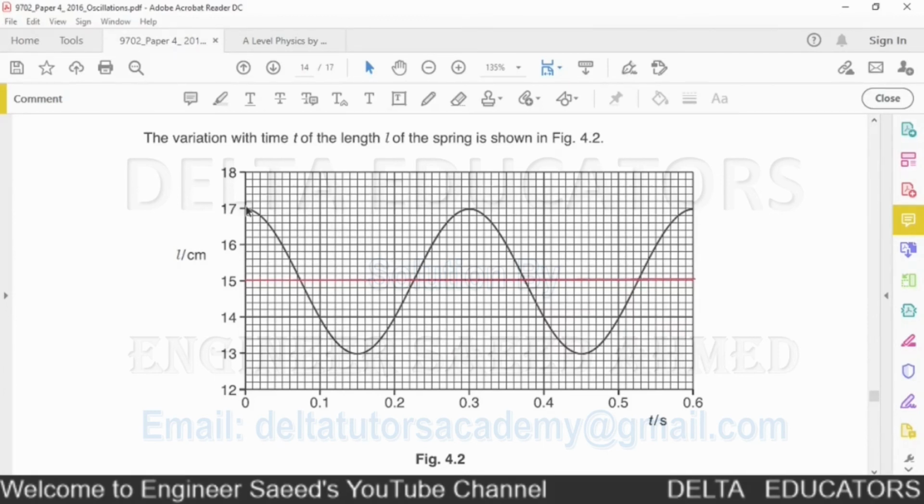Here the length of the spring is given as 17. Here the length of the spring is given as 13. Here the length is decreasing when the object is moving along this path. Since the length is decreasing, we can say the object is moving in the upward direction. Now from 13 to 17, it is moving in the downward direction because the length of the spring is increasing.